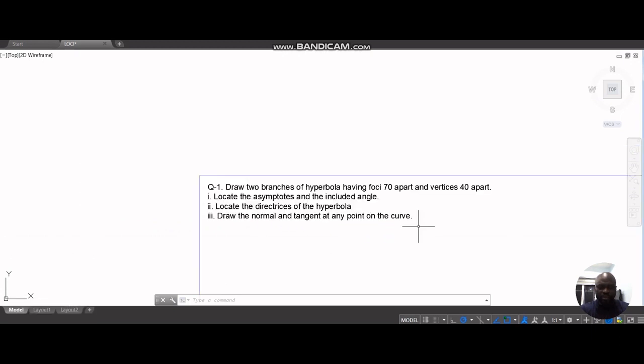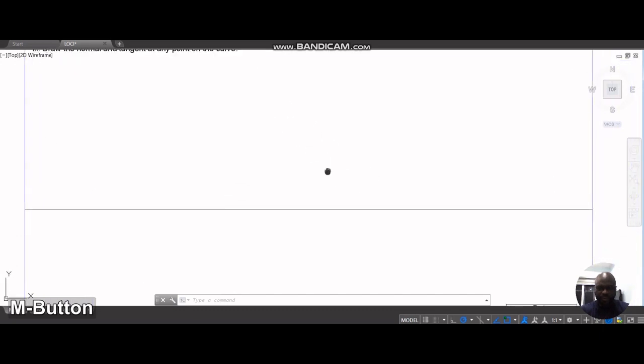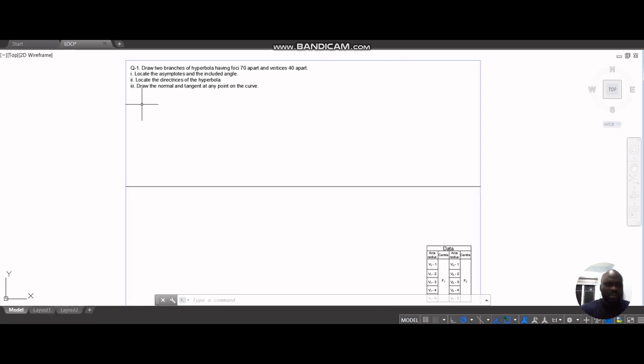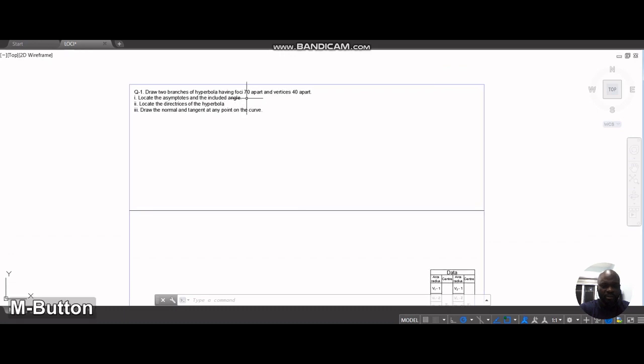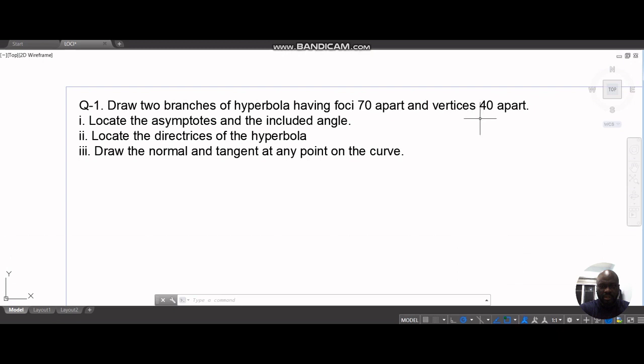So let's go straight to this. I've solved it before. The first thing to do is to draw your reference line, the XY axis. In this case, the axis is going to be the axis of the hyperbola. Now, we were told that the foci are 70 apart and the vertices are 40 apart. So we'll start by locating the foci.